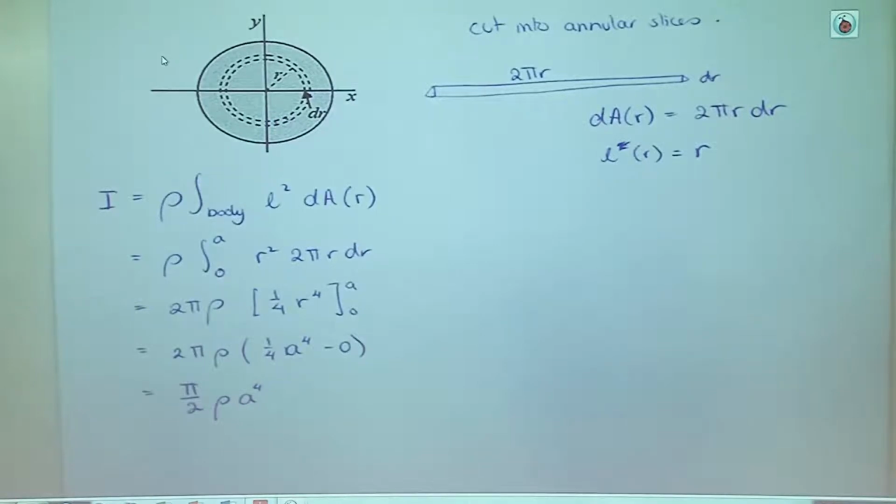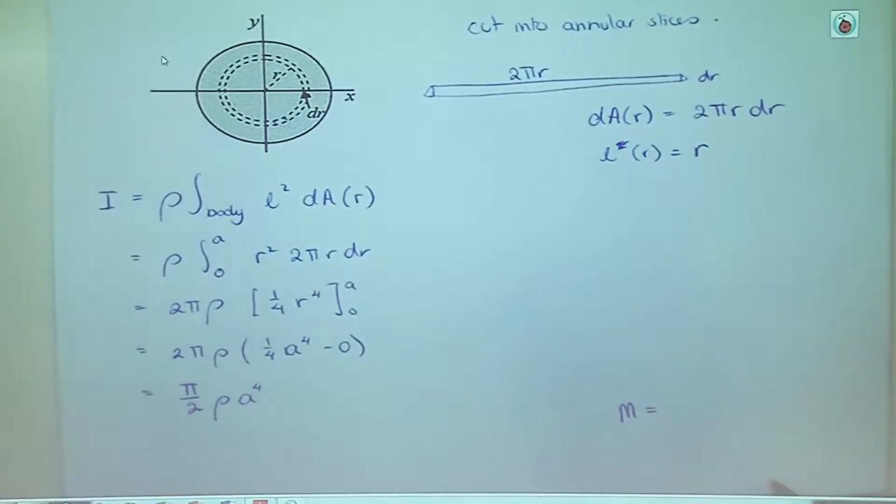No? Okay, once again, for reasons which will become clear later, I'm going to write this in terms of its mass. So the mass of this thing here would be the area times the density, right? So it's pi a squared times the density, rho. Now let's have a look. A rho and an a squared and a pi, that's going to be a half m a squared.